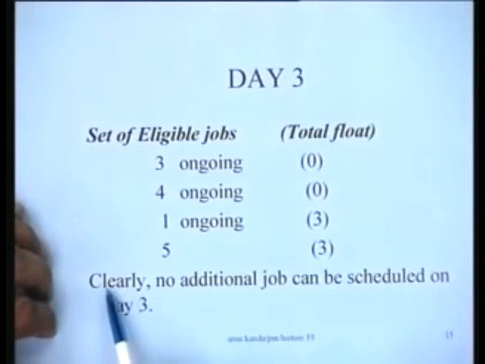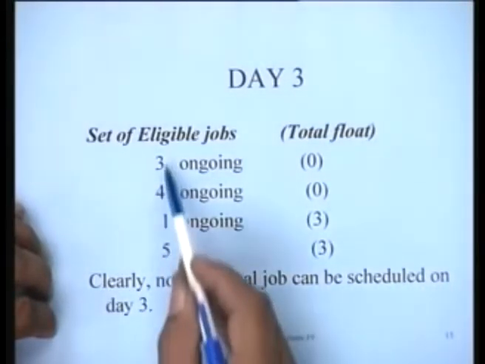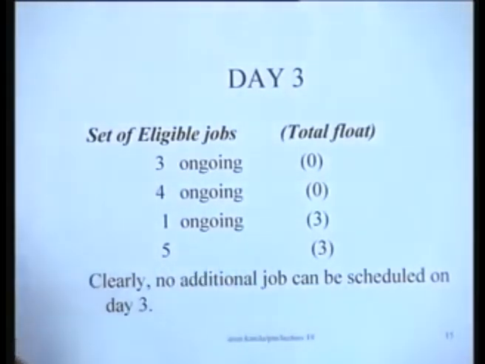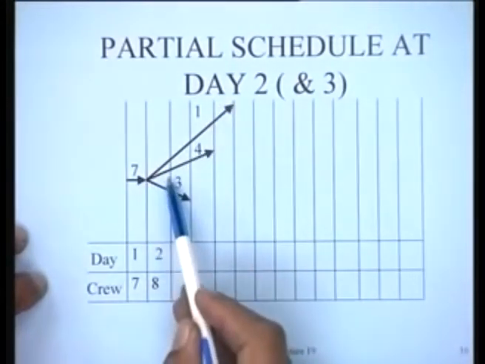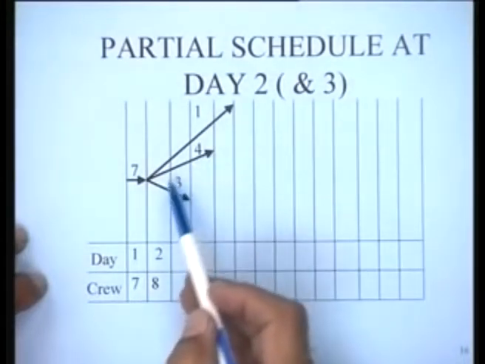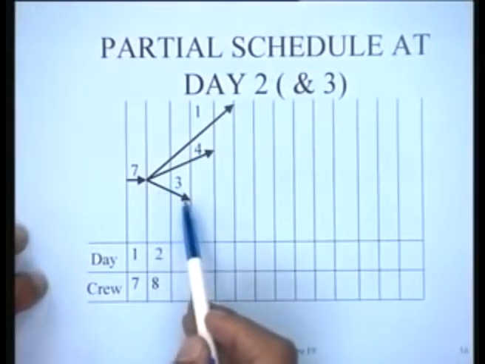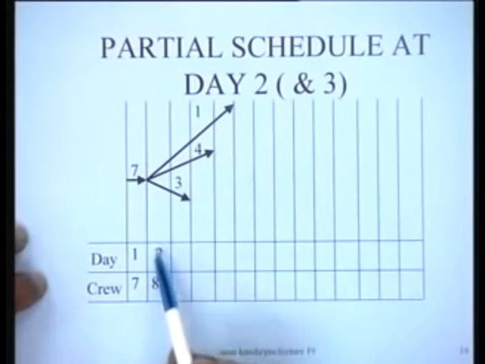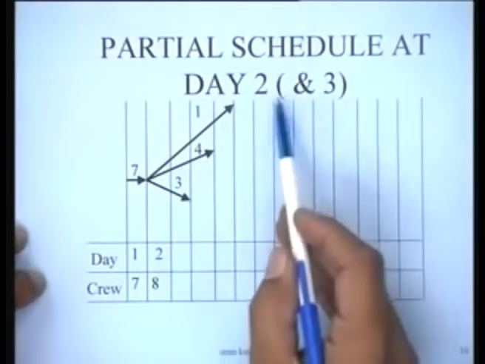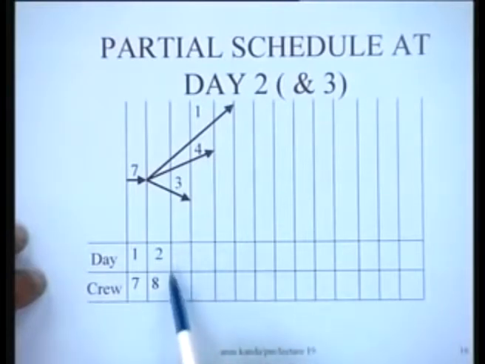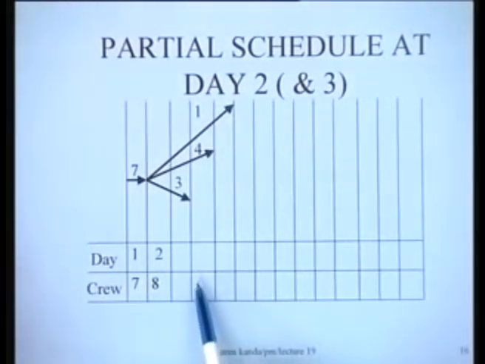So on this particular day, clearly no additional job can be scheduled, because it cannot be accommodated with these ongoing jobs. As far as days 2 and 3 are concerned, on day 2 we took a decision to schedule 3, 4 and 1, and the implications of that decision would be felt in the future depending upon the durations of these activities, because we have now committed resources to these activities. On day 3 these are continuing as they are, and therefore the partial schedule for days 2 and 3 would be something like this, and even on day 3 we are consuming 8 units of resource, right? So let us see what would happen when we come to day 4.